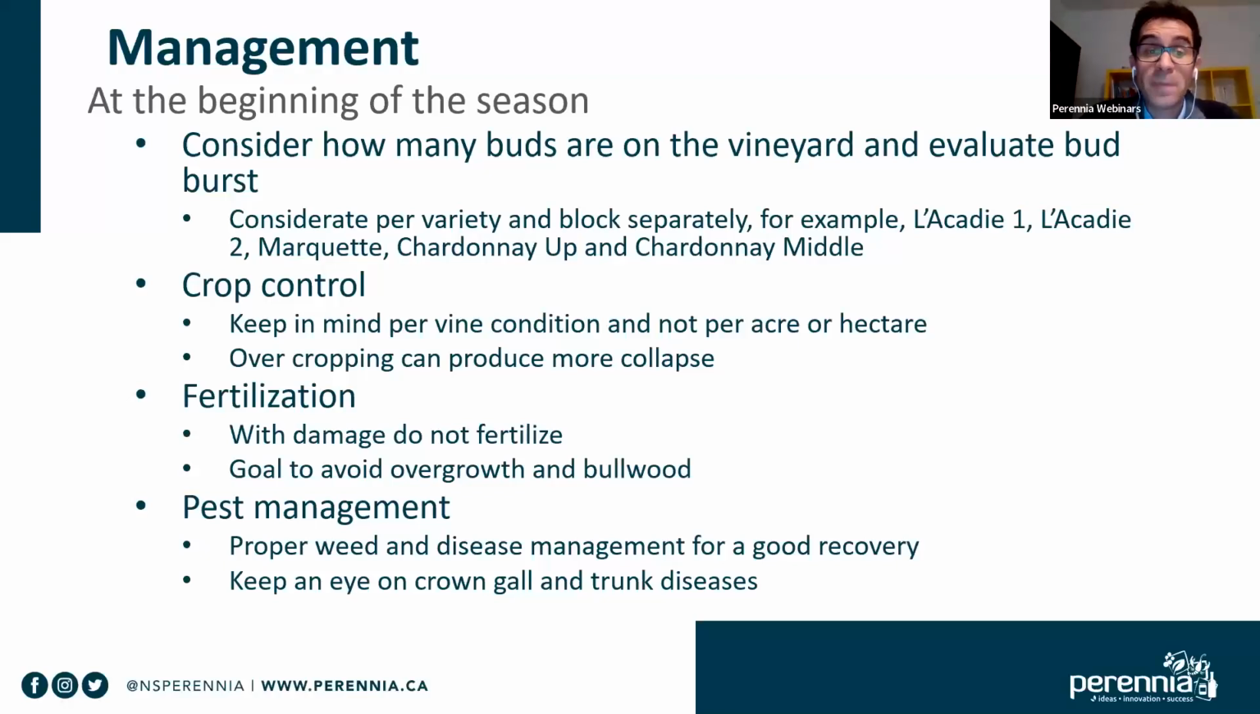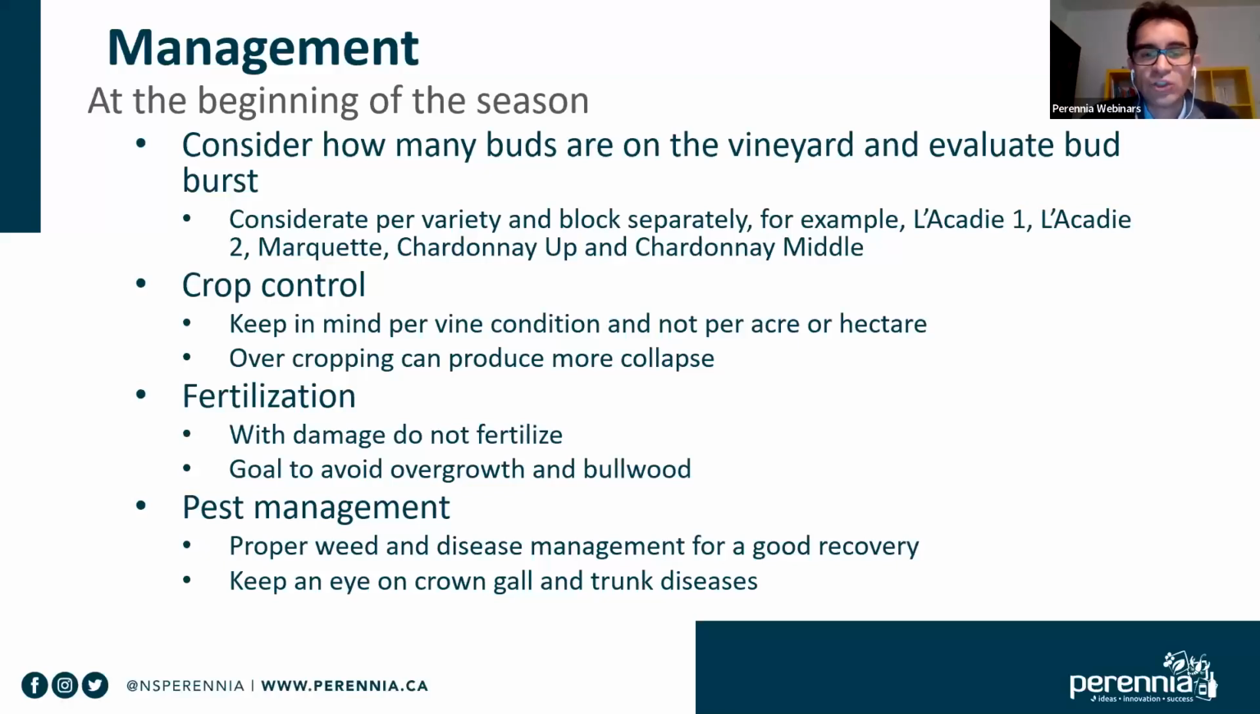In terms of pest management, proper weed and disease management is needed for a good recovery. We have certain thresholds that we have to respect. It's not about weeding all the time to leave it 100% clean. No, the idea is to have different levels and to keep the plant as clean as we can, especially in terms of disease. And also keep an eye on crown gall and trunk diseases.